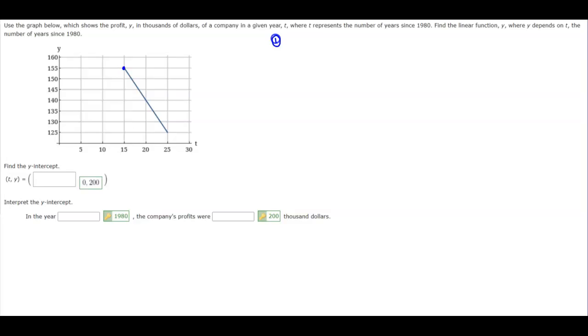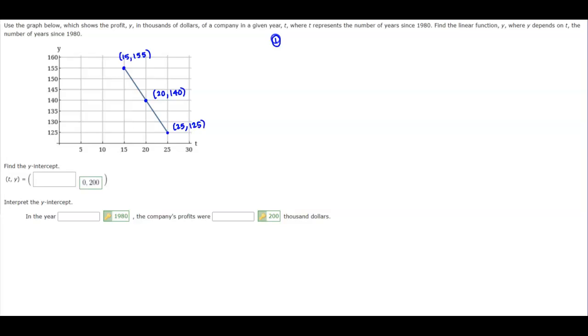So here we have an ordered pair located at (15, 155). Then we have another ordered pair here, which is at (20, 140). And then we have another ordered pair here at (25, 125).